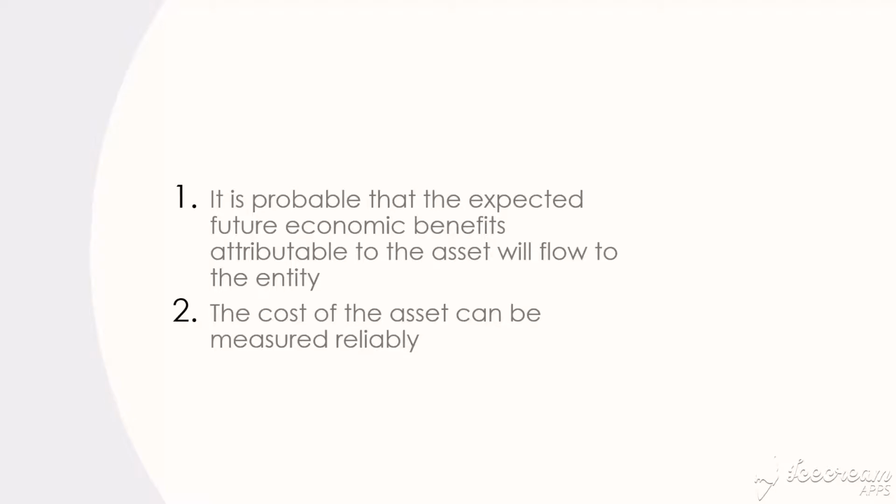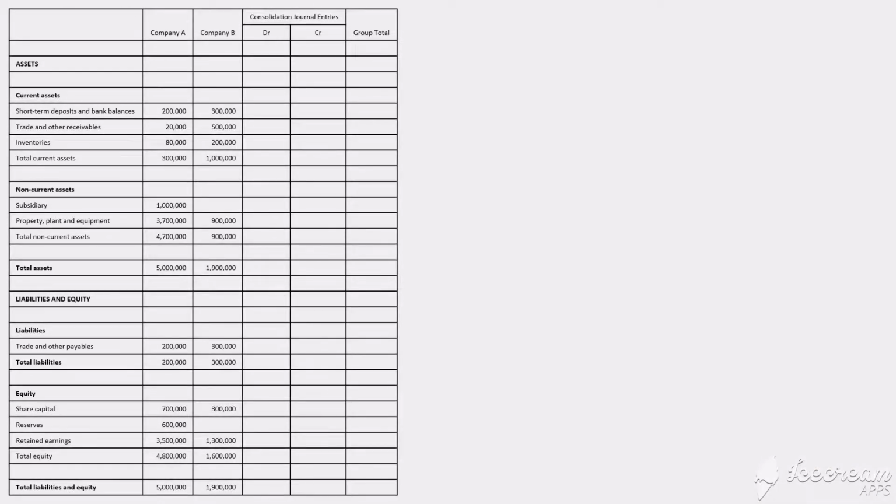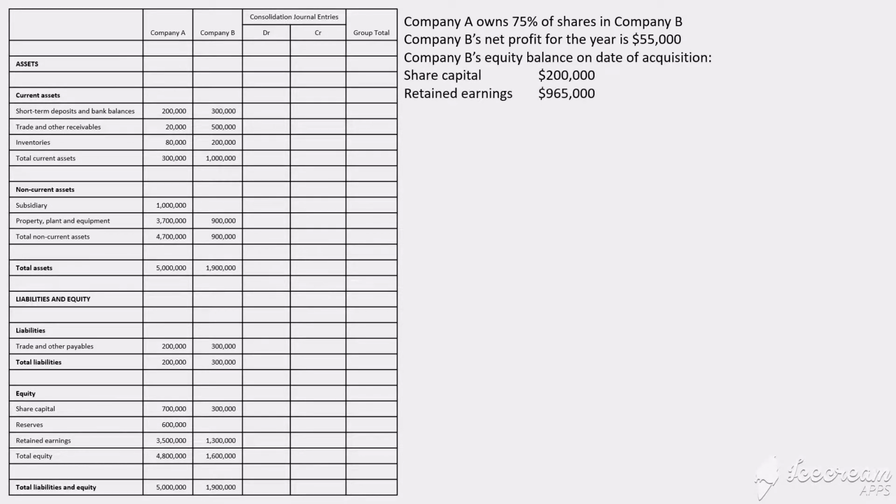What if the subsidiary's assets or liabilities are not at fair value? What would the consolidation journal entry be in such cases? Let's assume Company A owns 75% of shares in Company B. Company B's net profit for the year is $55,000, and this is Company B's equity balance on the acquisition date. We also note that the property, plant and equipment is not measured at fair value. It is undervalued by $100,000.